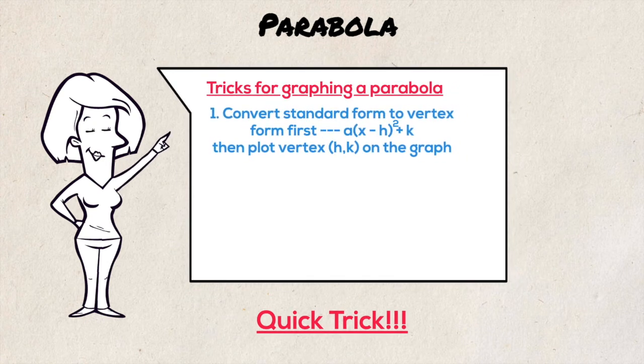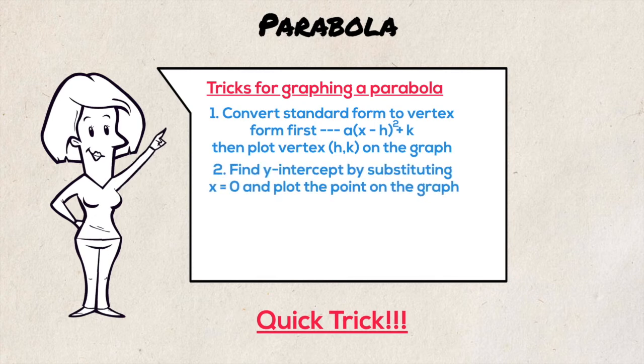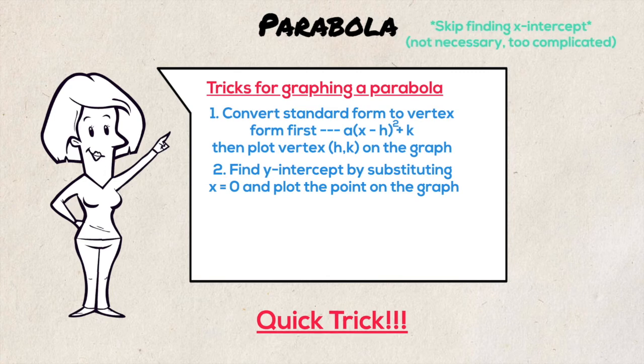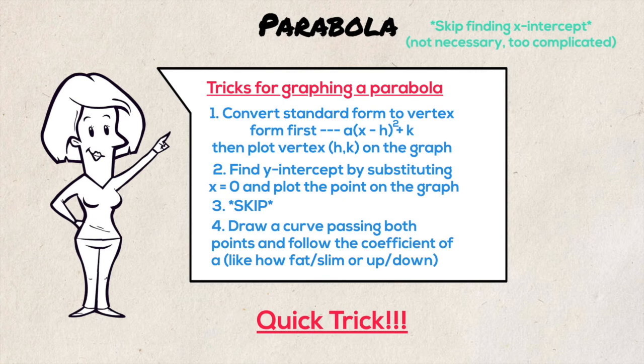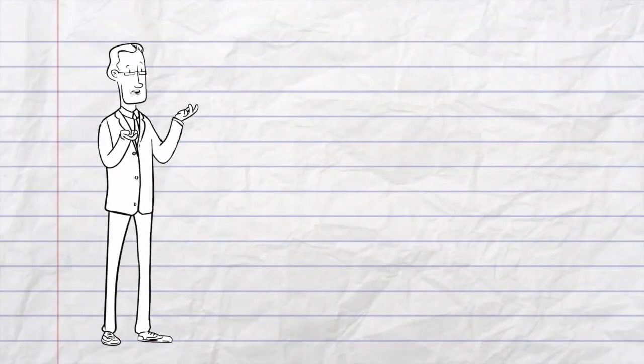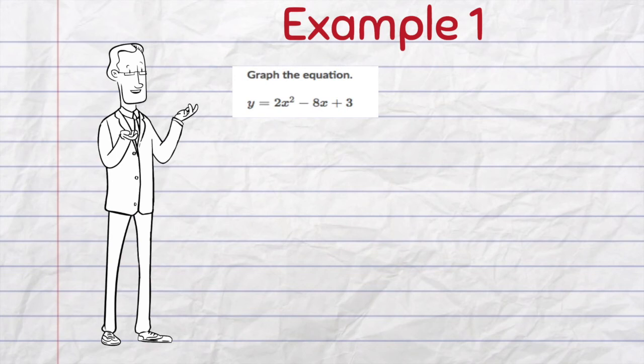To graph a parabola, we need to convert the equation into vertex form first, and identify the vertex, which is the coordinate h, k. Step 2, find the y-intercept, by substituting x equal to 0 and solving for y. Step 3, find the x-intercept, by substituting y equal to 0 into the equation and solving for x. Step 4, plot each point on the graph and then draw a line in the shape of a curve. For example number 1, 2x squared minus 8x plus 3.